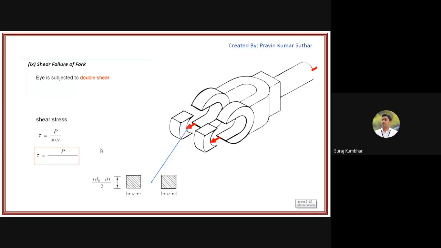Here is the shear failure of a fork or double eye, and here is the formula. So this is about the video and how the formula comes. This video will be very beneficial to you, as you can cross-check how the formula comes. Now the next is the design procedure for the knuckle joint. Design procedure means whatever we have seen, the same as it is. So you can note it down as well.